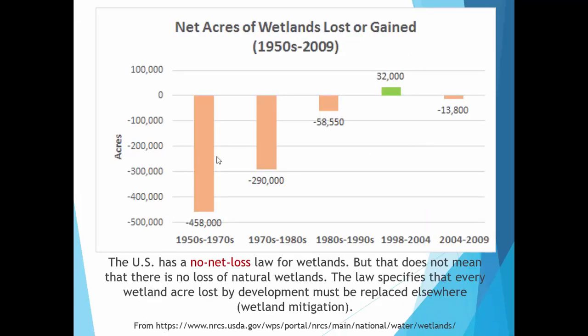Okay, so if you look at this chart, this is wetlands lost in the United States from the 1950s to 2009. I like this chart because it shows the impact of the legislation that was passed in 1985, which prevented loss of wetlands. And so you can see before that the rate of loss was very high. We were losing many, many thousands of acres of wetlands every decade. And then when that legislation was passed, all of a sudden that rate of loss went to almost zero, and in some cases there was an increase in the amount of wetlands.